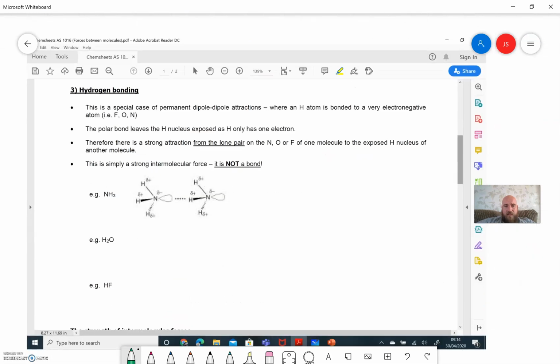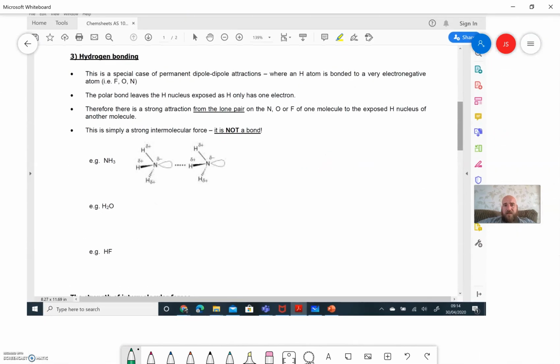And then we come to hydrogen bonding, which is just a very special case, and that's the key thing there. It is a special case of permanent dipole-dipole attractions. It's basically when a hydrogen atom is bonded to a very electronegative element, such as fluorine, oxygen, or nitrogen, or NOF as we call it. So the three most electronegative and smallest atoms. And you know how to draw the diagrams.